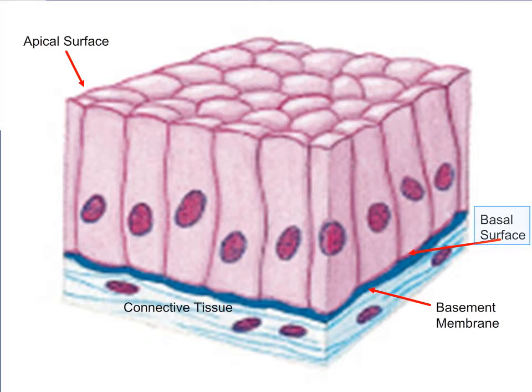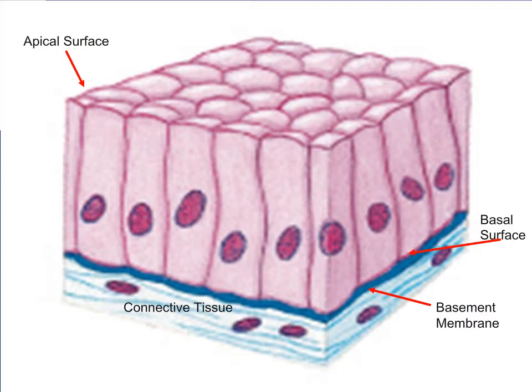The basal surface is the bottom layer of the cells, and that is the layer that sits on something called the basement membrane. The basement membrane is an acellular protein layer that is in part secreted by the epithelial tissue as well as the connective tissue that's underneath of it. And so one thing to memorize right now is there's always connective tissue under epithelial tissue. There's a few exceptions, but for the most part, anytime you cut through epithelial tissue, the next thing underneath is going to be connective tissue.